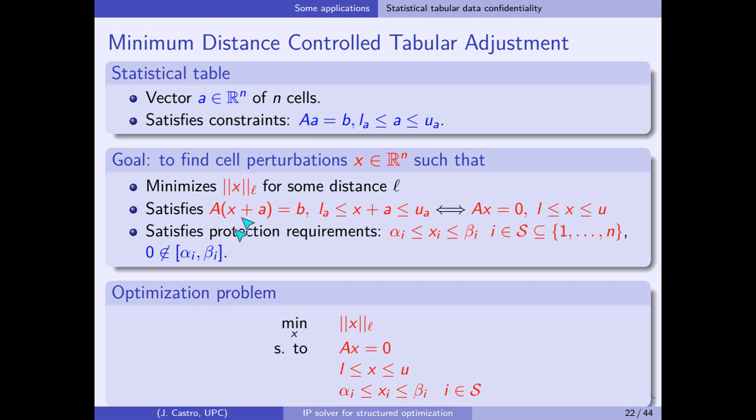So the idea is you want to add to A a vector of perturbations X, such that A multiplied by the cell values plus the perturbation is equal to the totals. And we want to minimize the total of the perturbations. So this is an optimization problem formulated this way. We want to minimize the norm of the perturbations. A times X has to be equal to zero. That basically means that A times X plus A is equal to B, the totals. And we force some perturbations. Basically, we perturb the cells with the small numbers.